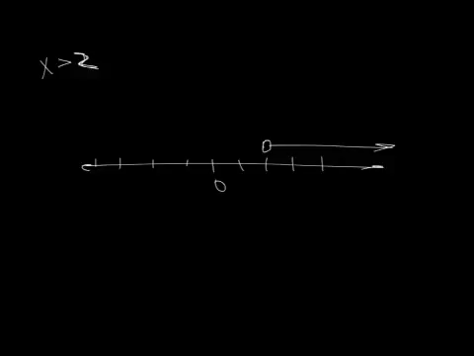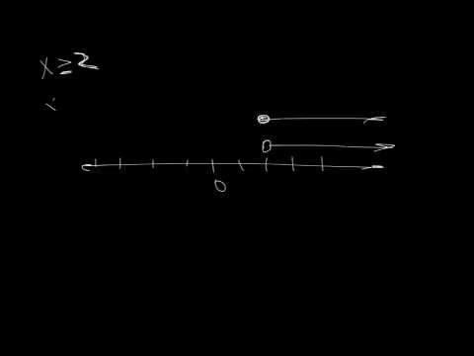Which means it can be 2 1/2, 2 1/4, 2 1/3. So it doesn't start at 3. It starts at 2, but it doesn't include 2. It starts with a number such as 2.00003, because that's bigger than 2. So an open circle. If we want to count 2, so if we say it's greater than or equal to 2, we close the circle and draw a line.